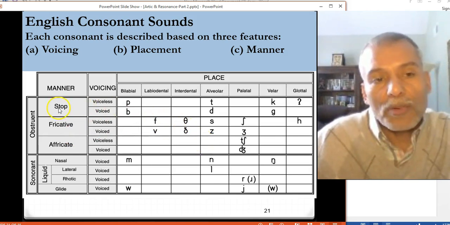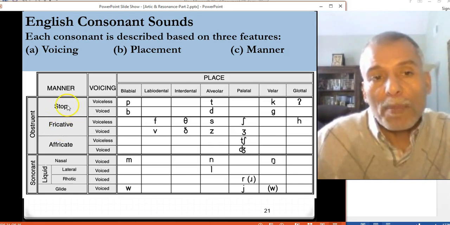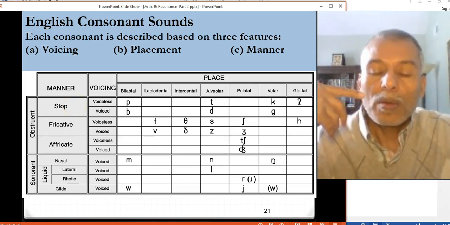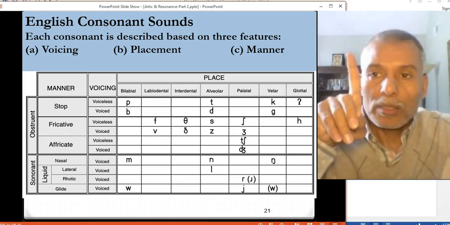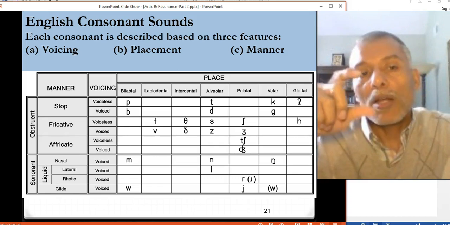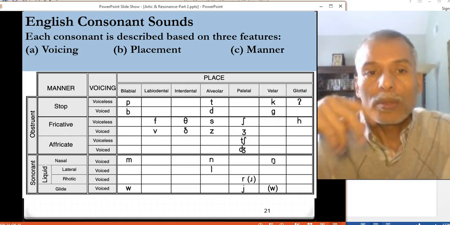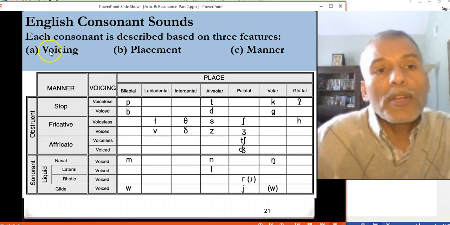So the first category is the stops. The second category is the fricatives. And the stops come in pairs. Each pair is a voiceless sound and a voiced sound. Each pair is called a cognate pair. So let's demonstrate. These are the three characteristics that we use to describe any consonant at all.